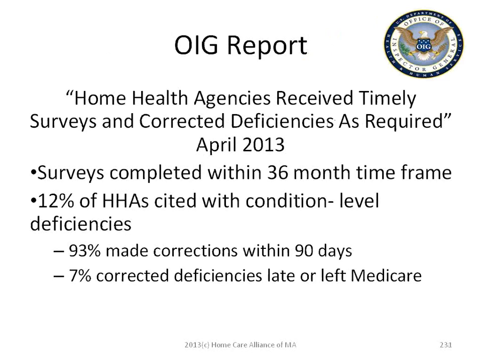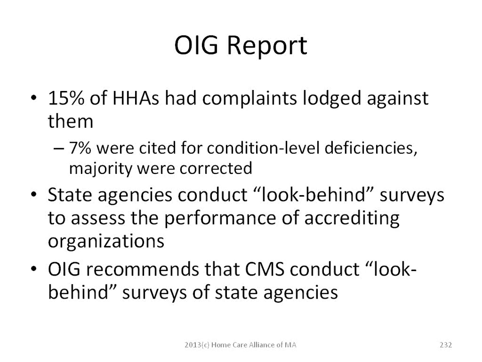OIG report, this is some information that came out in April. For the sake of time, I'm not going to read through each bulleted item, but the good news was that most of the agencies who were found to have deficiencies, 93% of them made corrections within a 3-month time period, which is good to know.